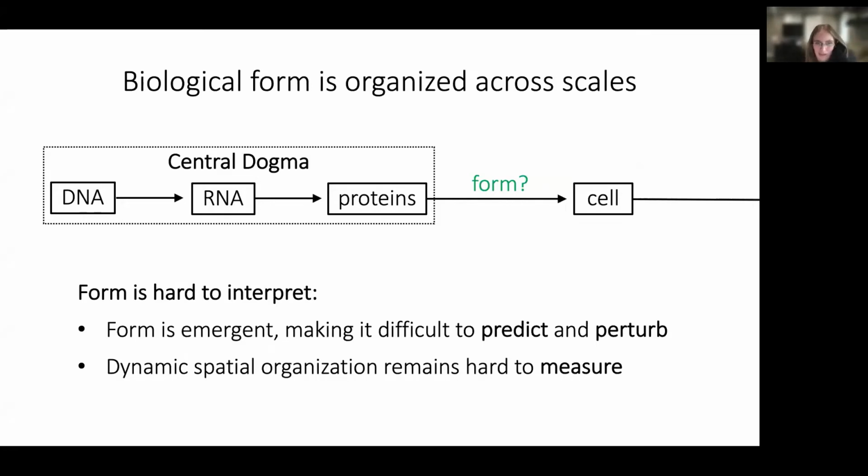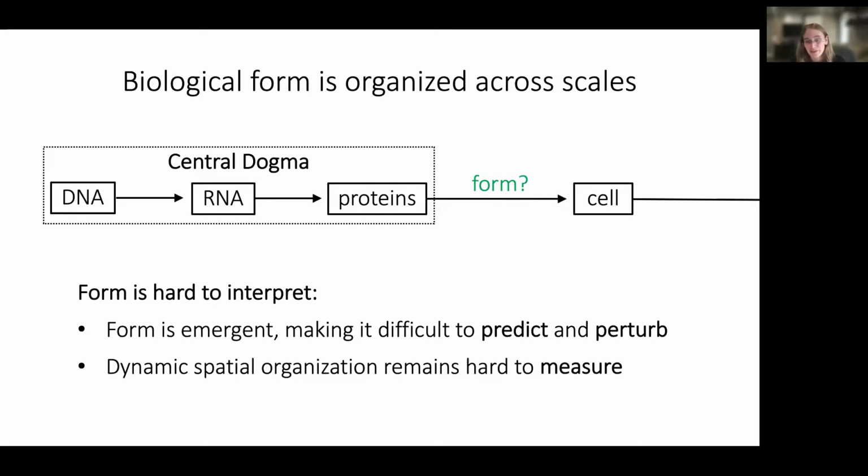Although biology as a whole really has many tools now to interrogate central dogma scale problems, right? Even if we were to completely understand how DNA relates to RNA and proteins, that wouldn't be enough to understand cell form, right? And that's in part because cell form is emergent. We need to understand how physical forces and the organization of the cell come together to create cell form, but also because cell form is hard to perturb.